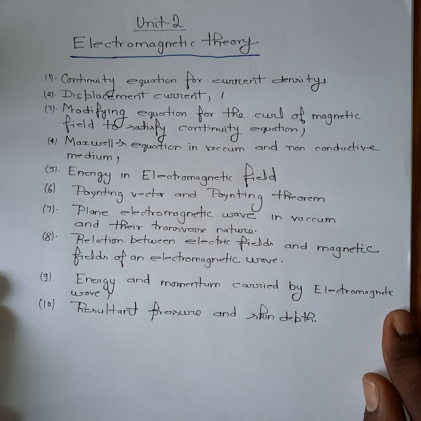We will also discuss how the electromagnetic wave propagate in vacuum and its transverse nature. We have to also study relation between electric fields and magnetic fields of electromagnetic wave. We will also discuss energy and momentum carried by electromagnetic wave, and we have to also discuss resultant pressure and skin depth. So before we start, we should have some elementary idea of vector calculus and coordinate systems.